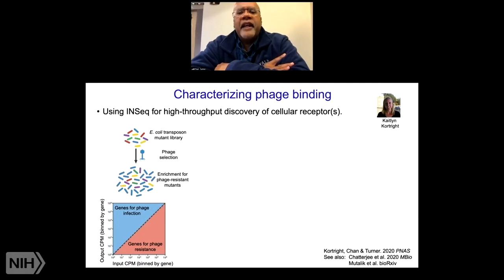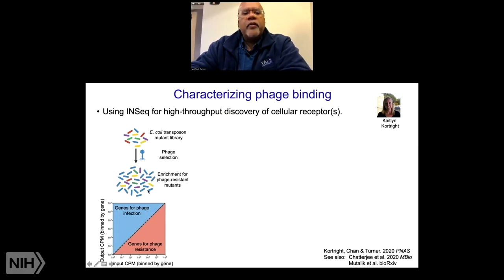And what we did is take an existing technology, transposon mutant libraries created through N-Seq. And the cartoon on the left kind of walks you through the approach. You can create your variable library of the bacteria, you can subject them to phage selection, and allow the bacteria to grow out.